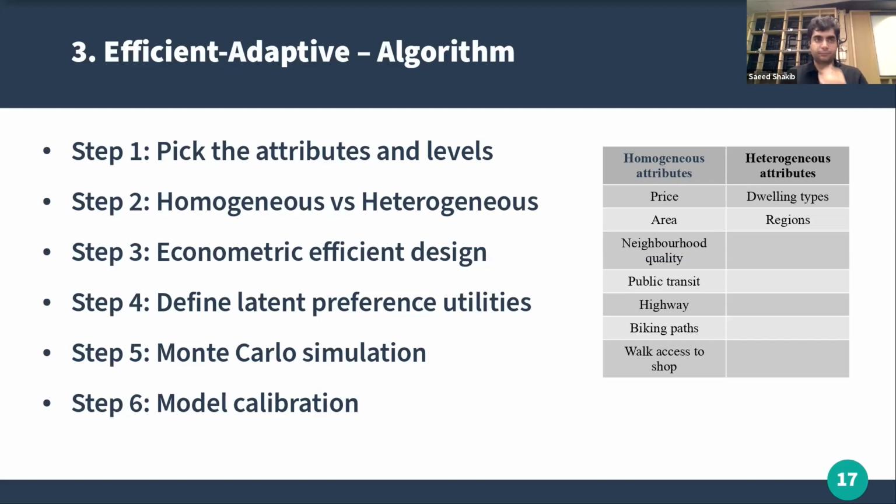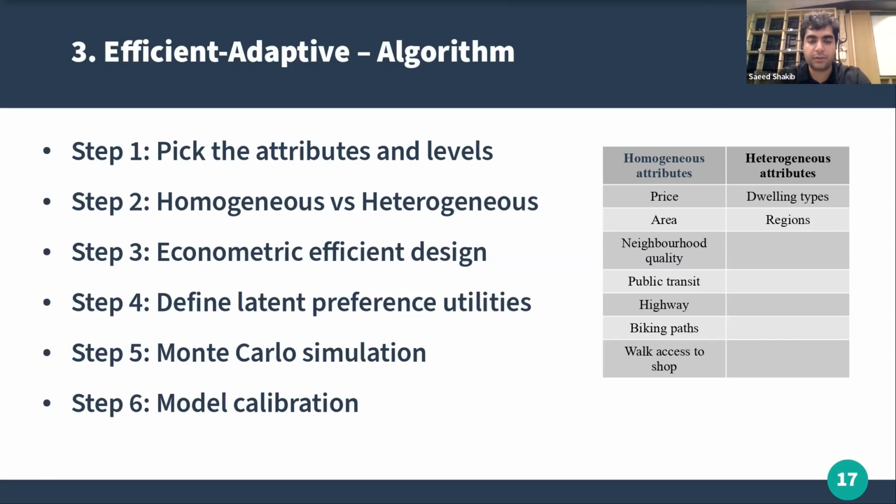So for econometric design, for homogeneous variables, you do econometric efficient design like before. But for heterogeneous variables, instead of having one utility function, you start to define a utility function for each person. The information that we have from that person, plus the actions of that person during the survey, will change the latent preference of that person's utility and subsequently change the probabilities of us presenting choices to them. And then we do Monte Carlo simulation to make our survey experiments.